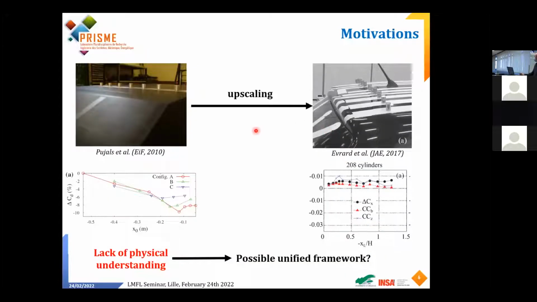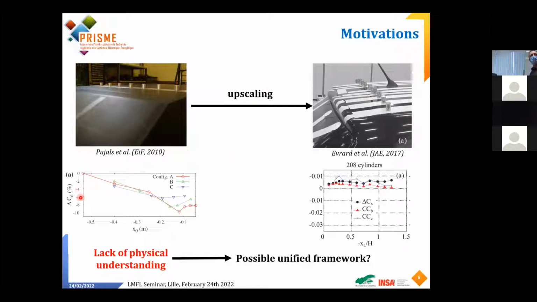So now we have been able to gain drag reduction at the laboratory scale, but what will happen when we go to the real scale? Here is a comparison between an experiment done by Pujals and co-workers using some vortex generator elements on the top part of the car. The flow is coming from here and goes to this part. And here is an upscaled model using the same type of systems.